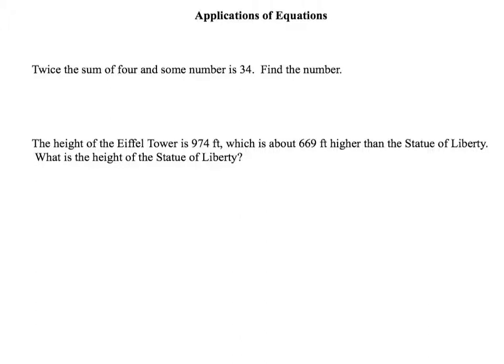The first one says, twice the sum of 4 and some number is 34. Find the number. So the first thing we have to do is identify an unknown and let a variable represent that. So the thing that I don't know is the number. It says find the number, so I don't know the number. So I might let n equal the number.